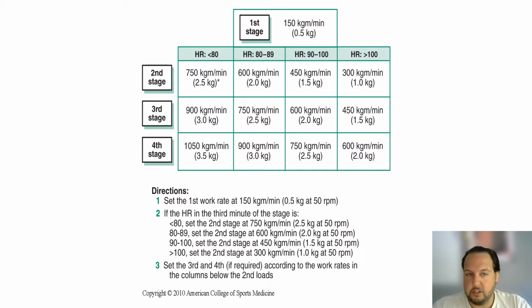Okay, so you basically just go by the heart rates. Let's do something very logical. At the end of 150, our heart rate's 100. All right, so we'll go up to 450. At the end of this stage, our heart rate is 110. Then we would continue at 450 and just keep going.